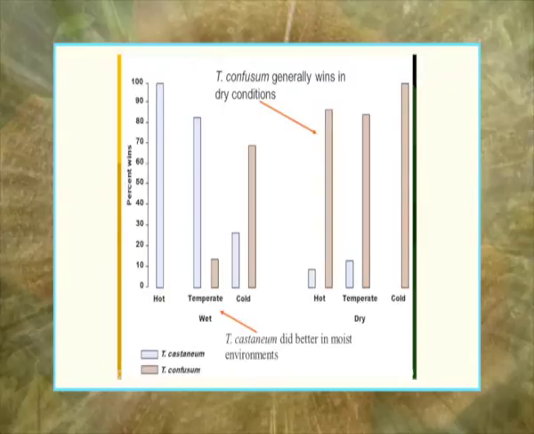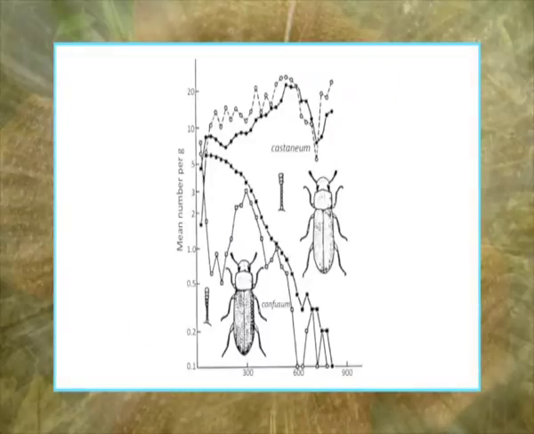Thomas Park also demonstrated the competitive exclusion principle using the flour beetles Tribolium confusum and Tribolium castaneum under different environmental conditions. The two species showed characteristic growth patterns in separate cultures, but in mixed cultures, one species excluded the other and the outcome was not always constant.